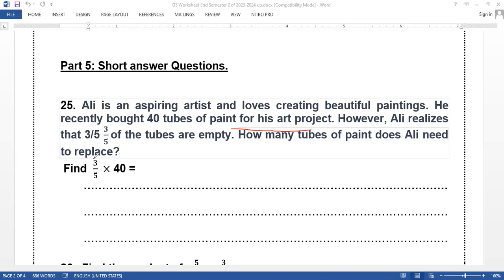So he needs to multiply 3 over 5 by 40 to know how many are empty. Now, all is the same. Multiply numerators and multiply denominators, because this is multiplying fractions. 3 times 40 equals 120. 5 times 1, 5. So 120 divided by 5, you have to do long division, you will find the answer is 24.